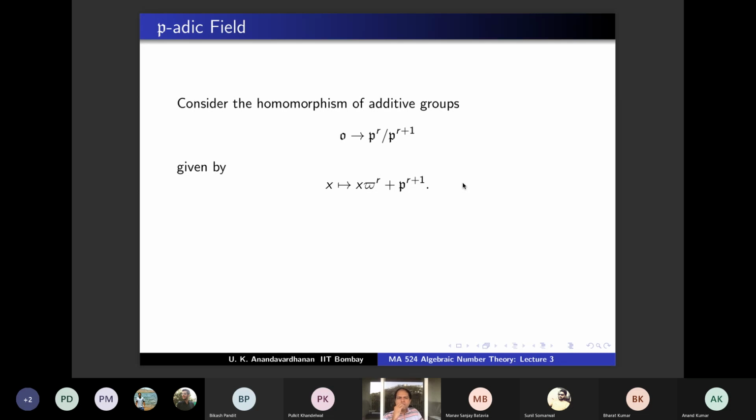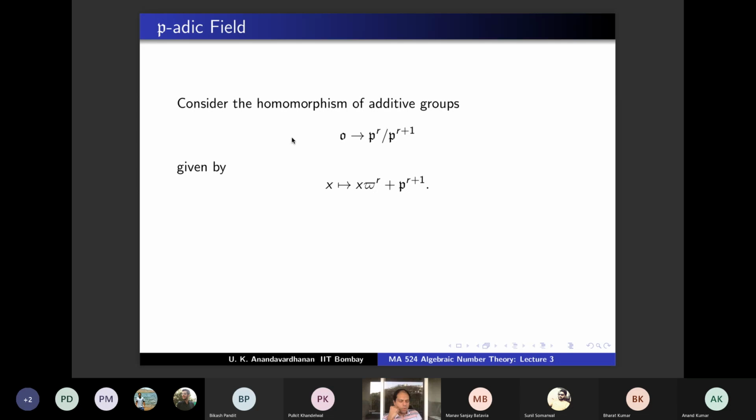Is this map surjective? So what will be an arbitrary element here? It will be y plus p power r plus 1, so y belongs to p power r. But if y belongs to p power r, then y can be written as pi power r times some x, right? It's a PID, unique factorization domain, therefore. So if y is in p power r, then valuation of y is at least r. So you can write it as pi power r times something else in O. So y can be written like this, and therefore you have the pre-image x. So it is surjective. And what is the kernel of this map?